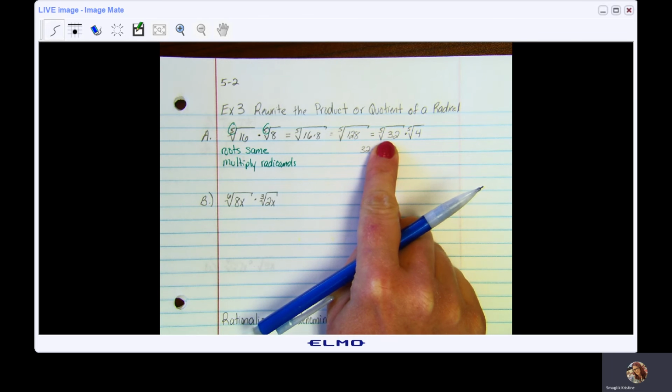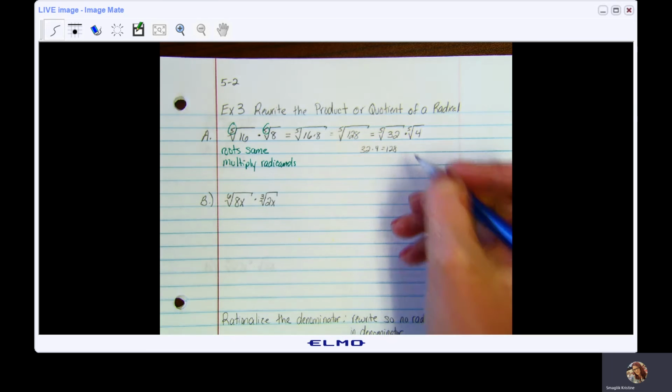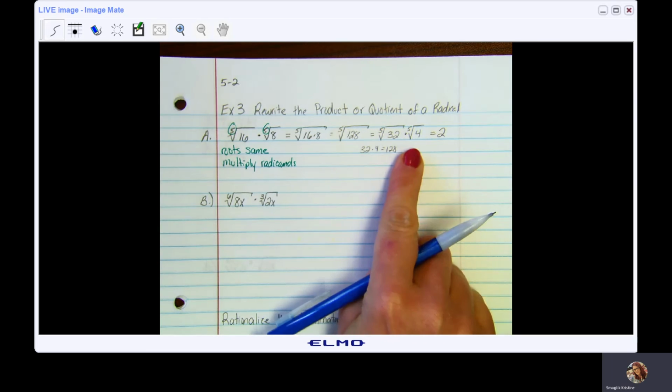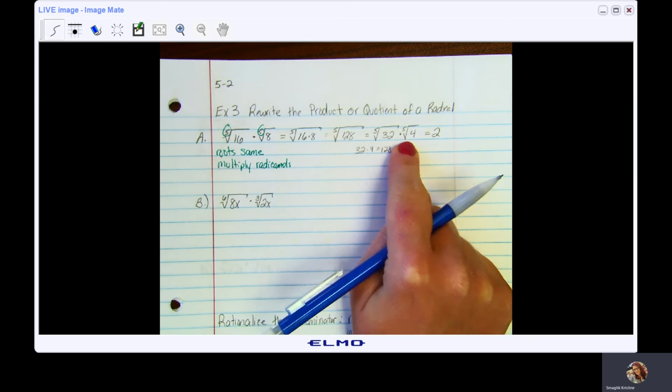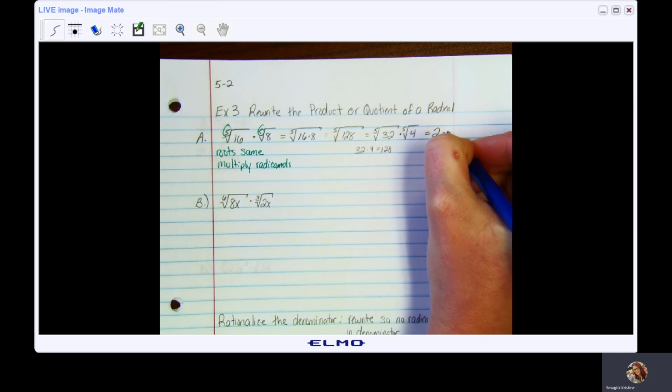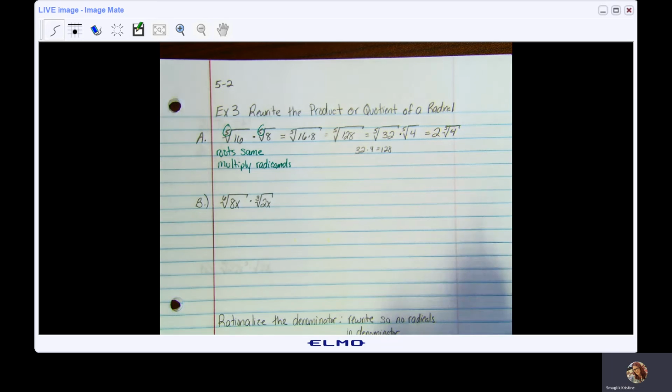So now I can simplify. The fifth root of 32 is 2, but I can't simplify the fifth root of 4. So that is just going to stay. That is a 5 there.